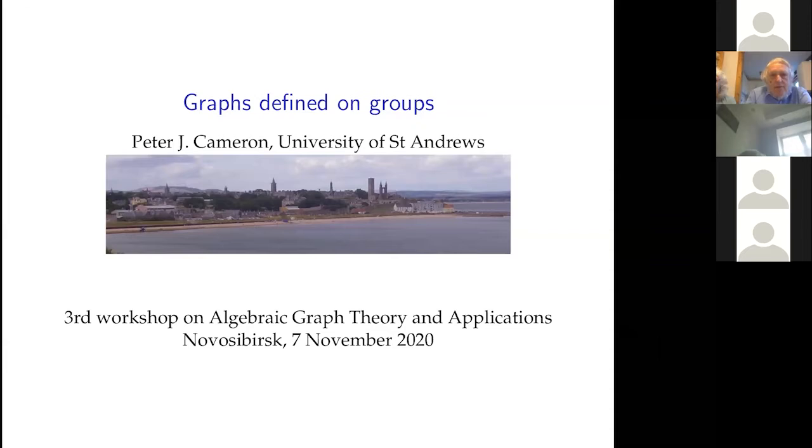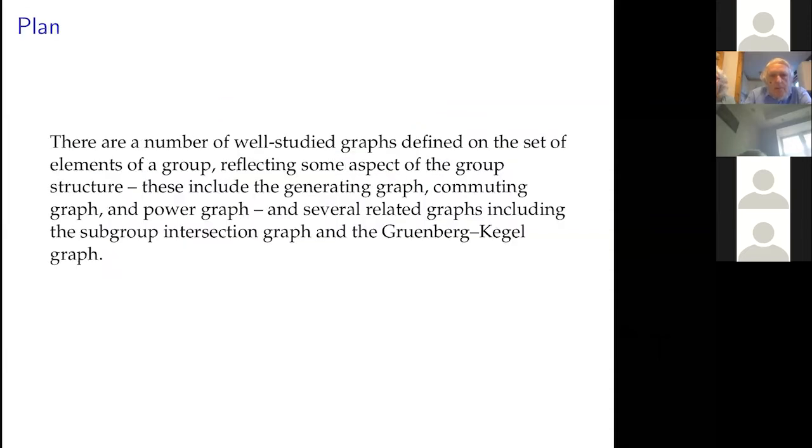Graphs defined on groups. If I say graphs defined on groups to you, you probably think Cayley graph. The Cayley graph is defined on the set of elements of the group. It's invariant under translation in the group. I'm going to talk about a slightly different setup where the graph is defined in terms of the group structure, and it doesn't admit translations, but it admits all the automorphisms of the group.